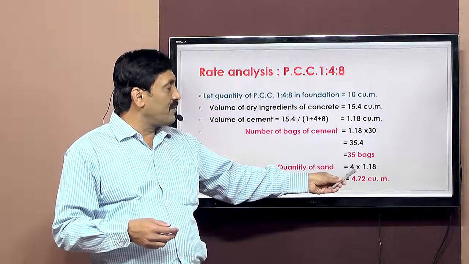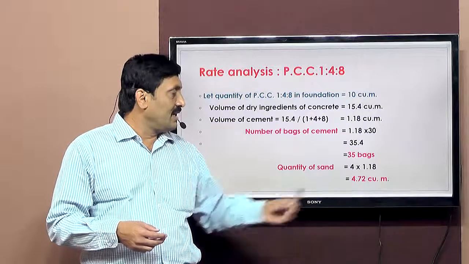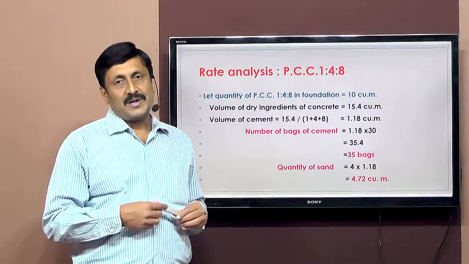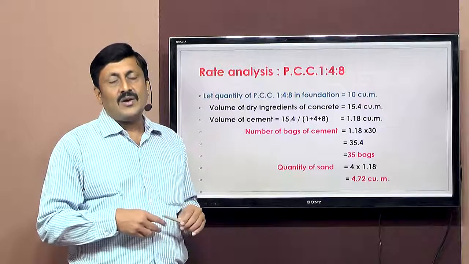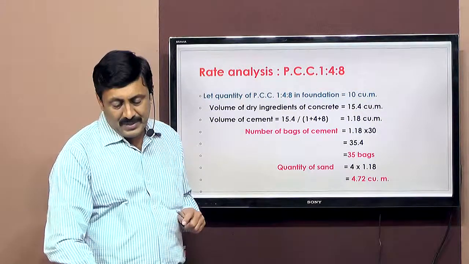It will be equal to 4 multiplied by the volume of cement, that is 4 into 1.18. It comes to 4.72 cubic meters. So quantity of sand, volume of sand will be equal to 4.72 cubic meters.